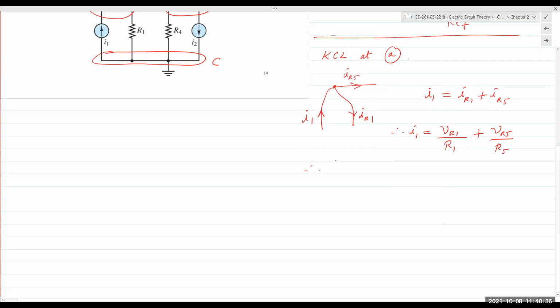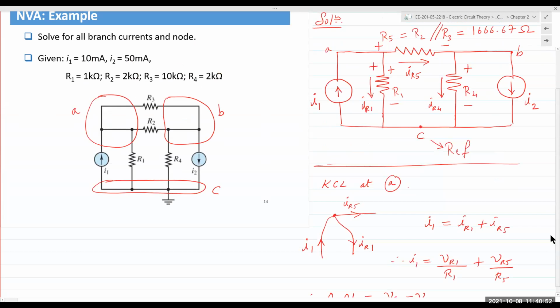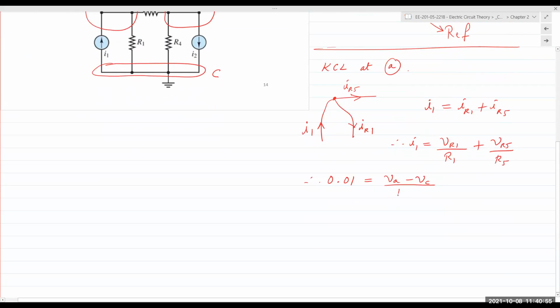And I'm going to go ahead and plug in the values at the same time. So I1 is 10 milliamps, so 0.01. VR1 is going to be VA minus VC divided by R1. R1 is 1,000. So 1,000 plus VR5, which is between VA and VB, and R5 is 166.67. Reduce the equation, and you obtain your final answer.